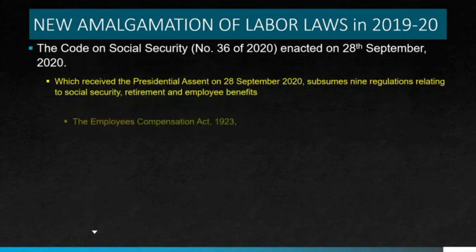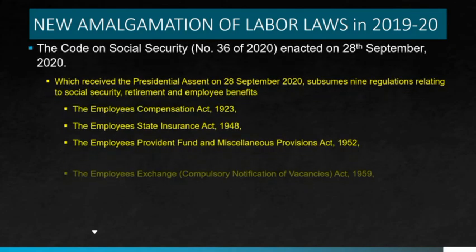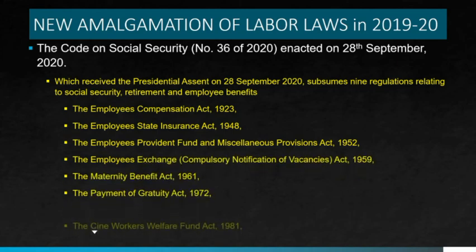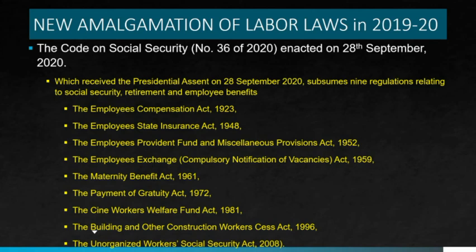So what comes under the Social Security Code? The Employees Compensation Act 1923, the Employees State Insurance Act 1948, the Employees Provident Fund and Miscellaneous Provisions Act 1952, the Employment Exchanges Compulsory Notification of Vacancies Act 1959, the Maternity Benefit Act 1961, the Payment of Gratuity Act 1972, the Cine Workers Welfare Fund Act 1981, the Building and Other Construction Workers Cess Act 1996, the Unorganized Workers Social Security Act 2008. These are the social security legislations which come under the Code on Social Security.